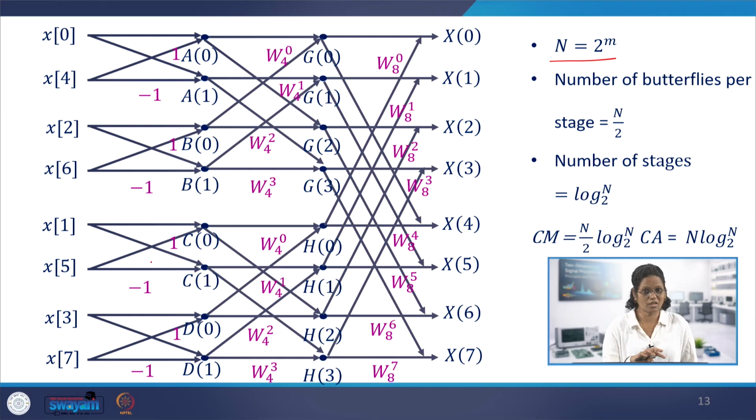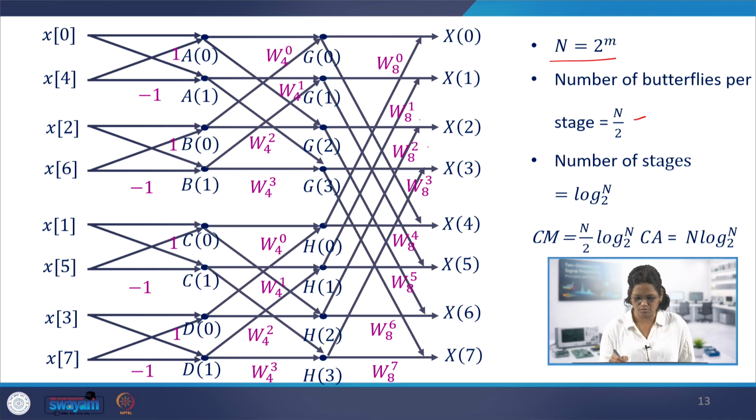The two equations containing gk and gk plus n by 4 are xk and xk plus n by 2. So ak and bk, and similarly ck and dk. These things would form one butterfly. Each stage will have 4 butterflies here. This is 1, 2, 3, 4 butterflies, and here 4 and here 4. So 8 by 2. This is how the butterfly counting works for the whole thing.